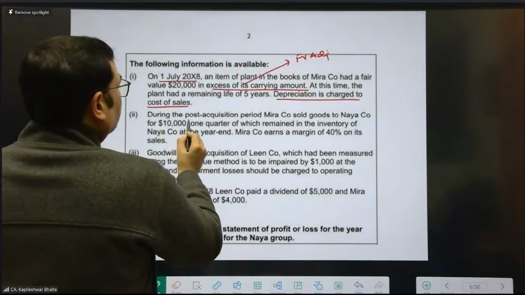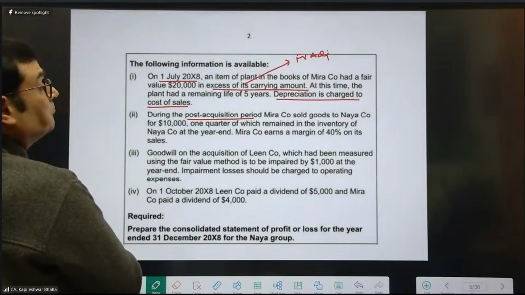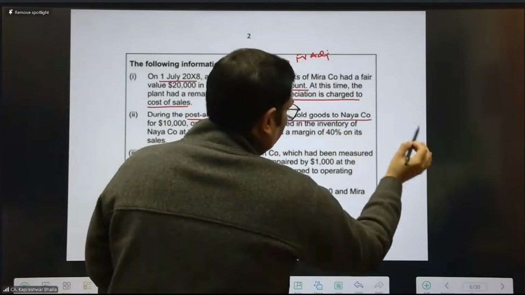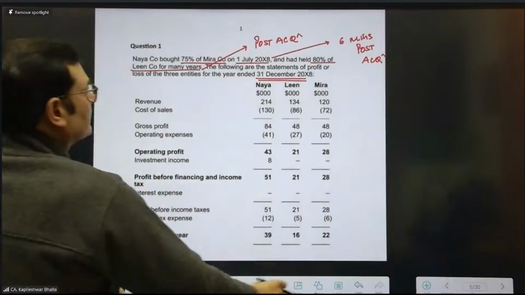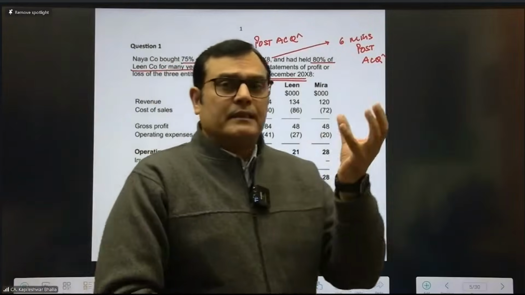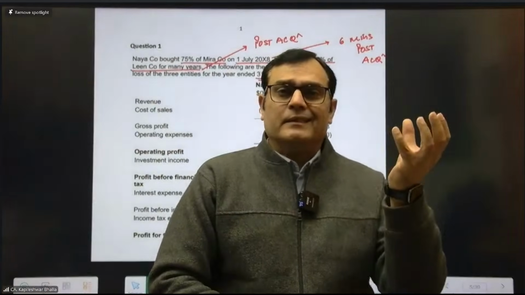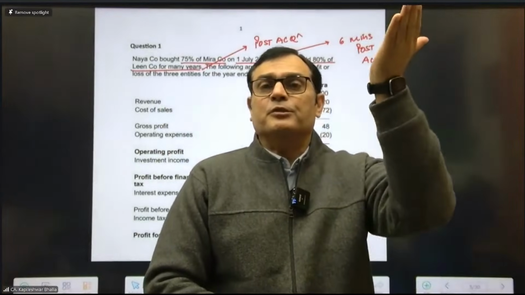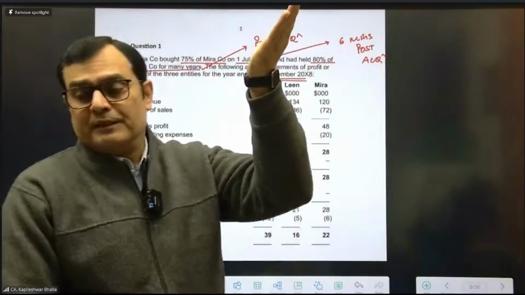Then he says during the post-acquisition period, Mira sold goods to Navya. Now, Mira sold goods to Navya. So what is the sale? Is it up or is it down? Navya is the company which has got stake in the other companies, and this is a sale which is made by a subsidiary to the parent. It is upstream in nature.